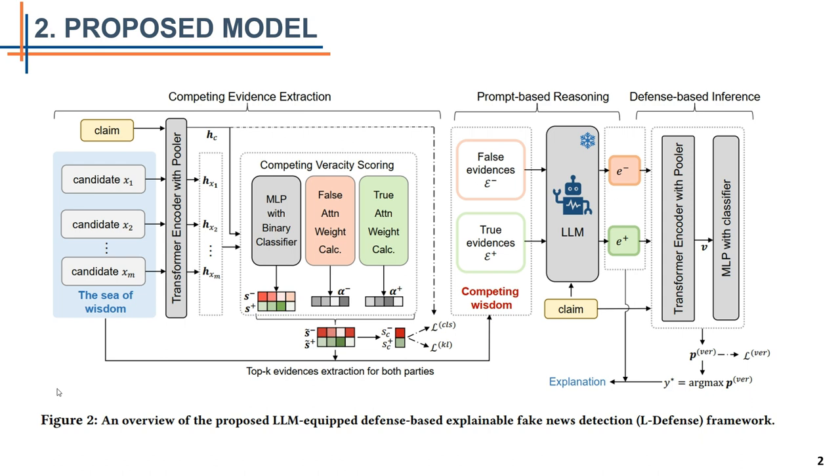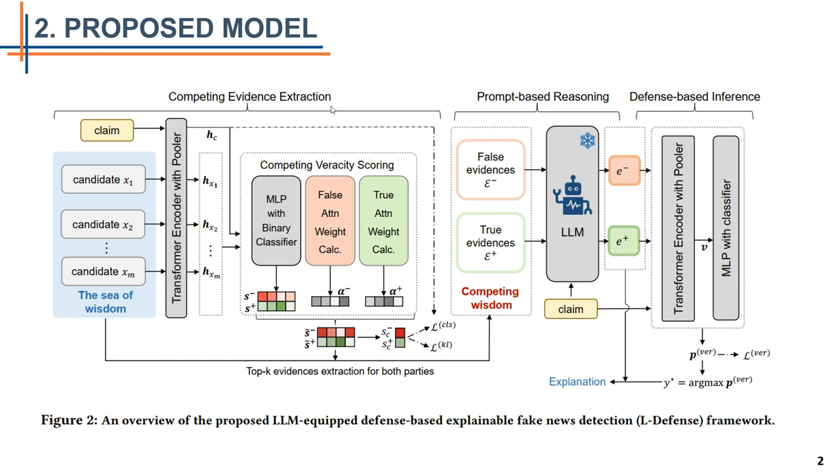Specifically, we first propose an evidence extraction module to split the wisdom of crowds into two competing parties, from which we detect salient evidences, respectively. Since the wisdom of each competing party is massive, it is formidable to identify the divergence by directly using the competing evidences, thereby raising the demand for streamlined summarization.